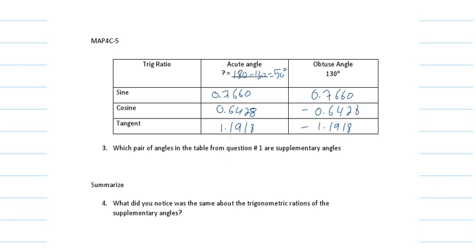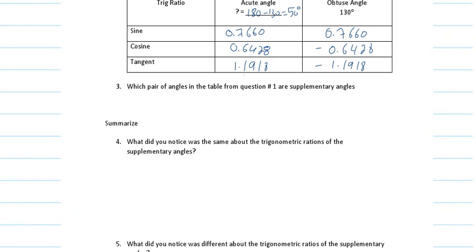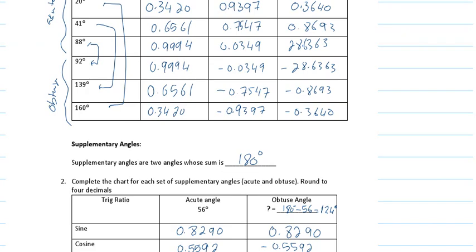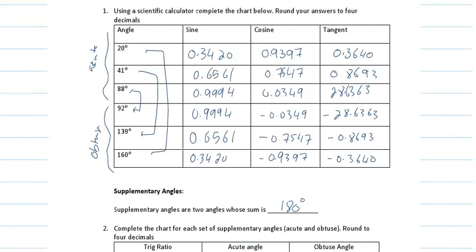Now, the question is asking which pair of angles in the table from question number 1 are supplementary angles. So we've already talked about that. I'm just going to answer the question. If you go back to the table, we talked about that these are supplementary angles, so the 92 and 88, and the 139 and 141, and so on and so forth. So we're just going to write that down here.